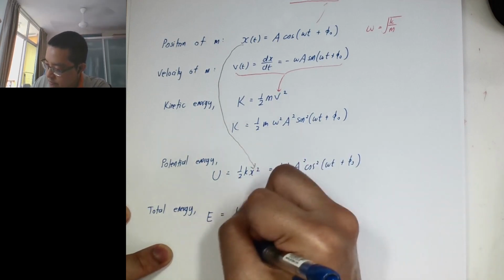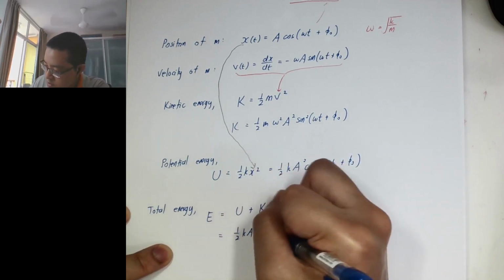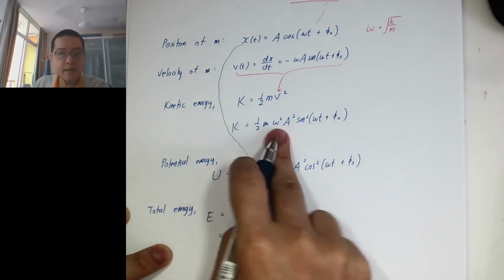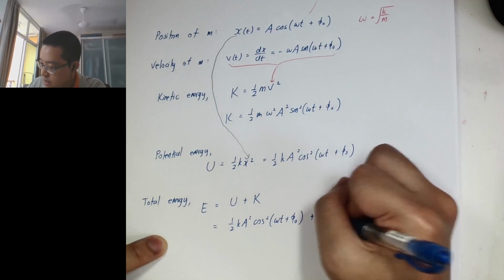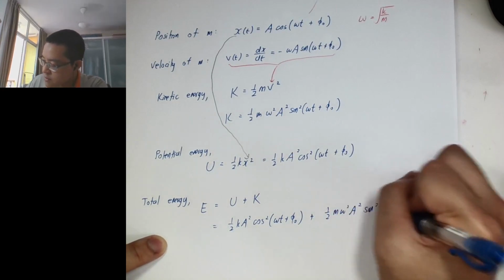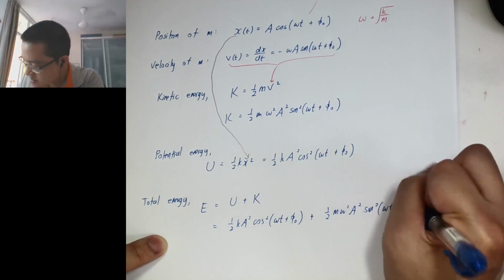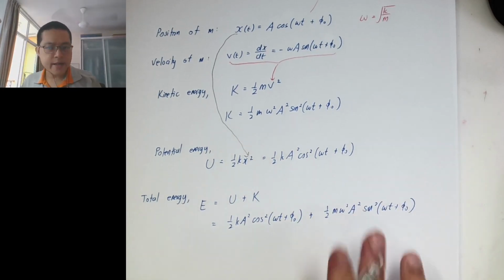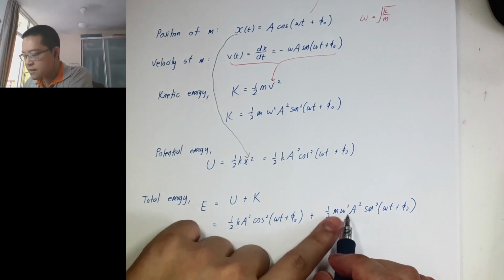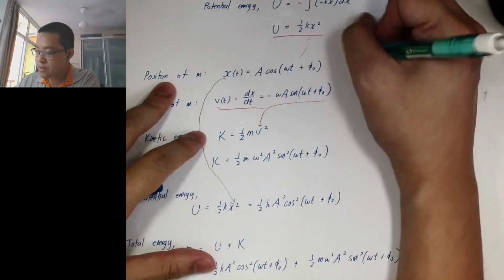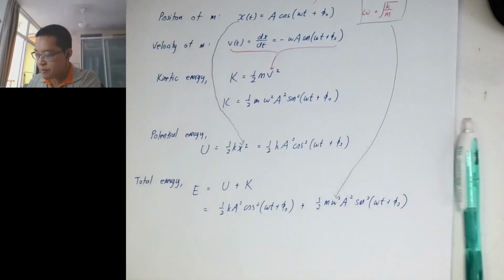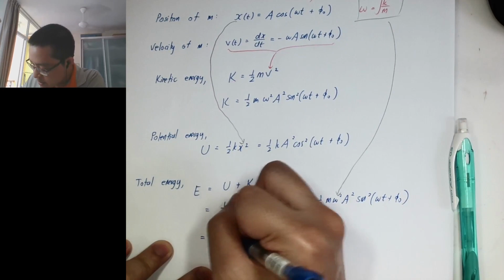So I got half ka squared cos squared (omega t plus phi). And then the K is everything here. So I got half m omega squared a squared sine squared of this thing, the phase, right? And can I simplify or not? There's a half a squared. And then there's an omega squared. But remember, omega squared is given by this formula. So if I put this in, I can recognize something to simplify.